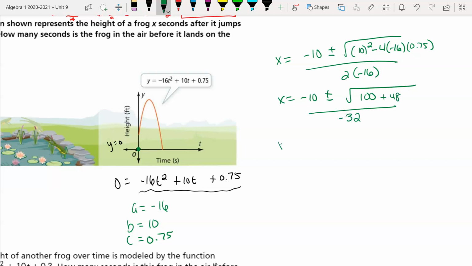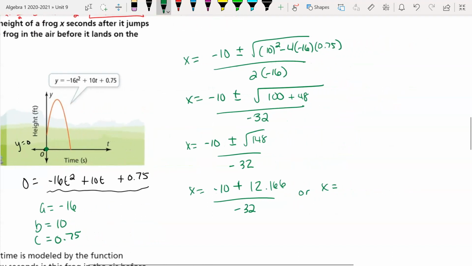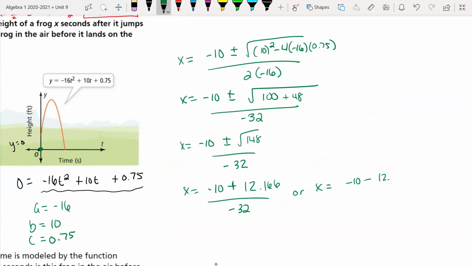All over negative 32. So I'm going to say negative 10 plus or minus the square root of 148, which I'm actually going to square root. So here's my two possible answers. Negative 10 plus, when you do the square root of 148, you get 12.166 divided by negative 32. Or x equals negative 10 minus 12.166 divided by negative 32.